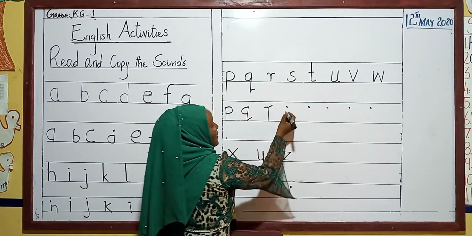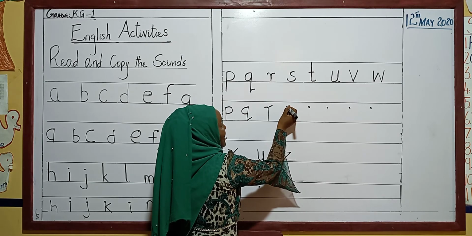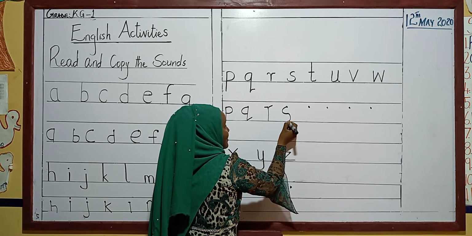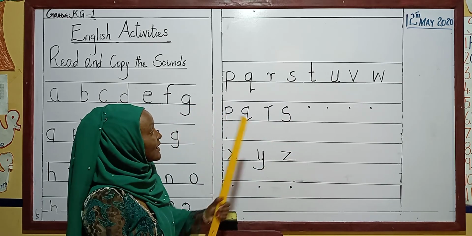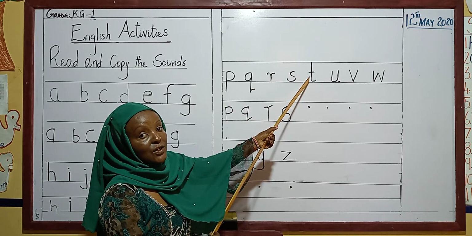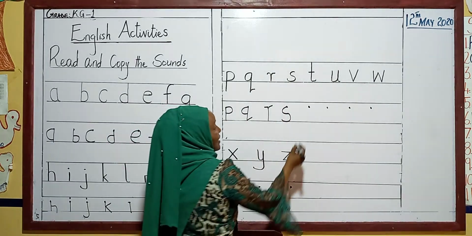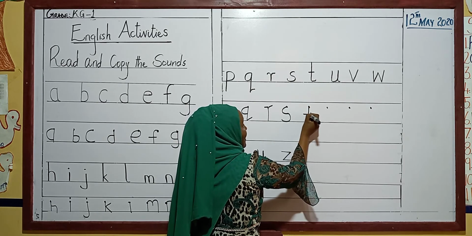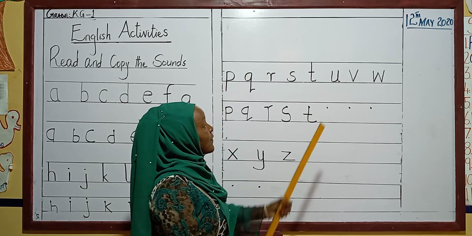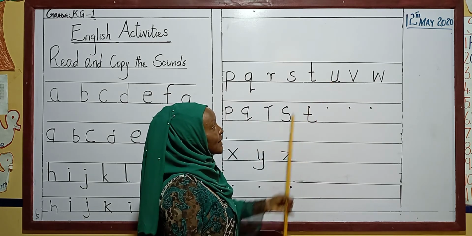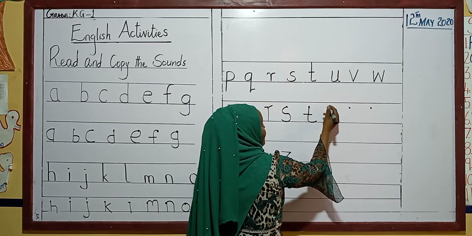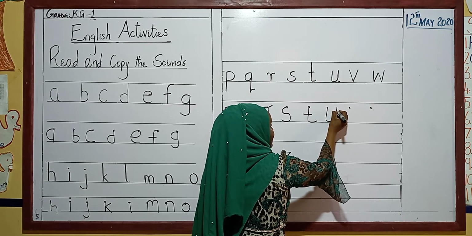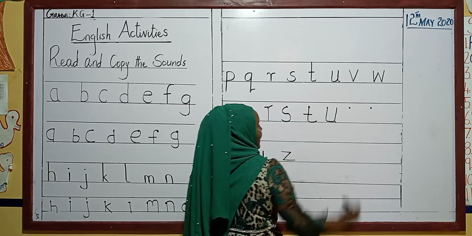Pencil on the dot, we are going to write first like a C, and then we are going to move here around the other side. S for sun. T for tap. Pencil on the dot, we are going to write down, aside, and across. U, we are going to write down, aside, up, down again, and aside.